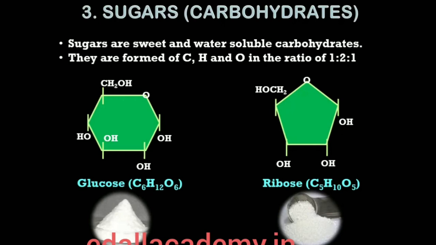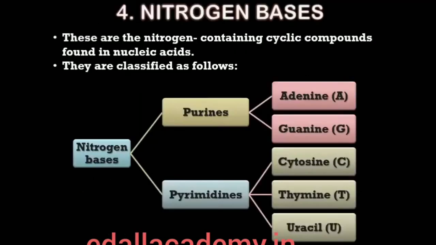Carbohydrates are also called saccharides. Some carbohydrates are sweet in taste and are called sugars. Carbohydrates are made up of carbon, hydrogen and oxygen in the ratio of 1:2:1. Examples: glucose and ribose.